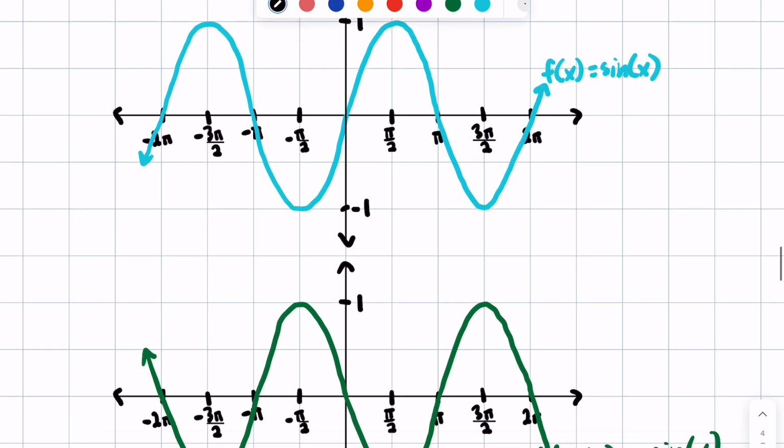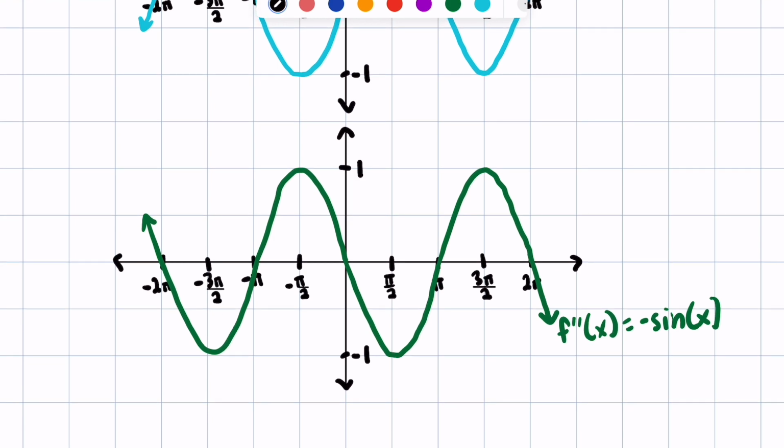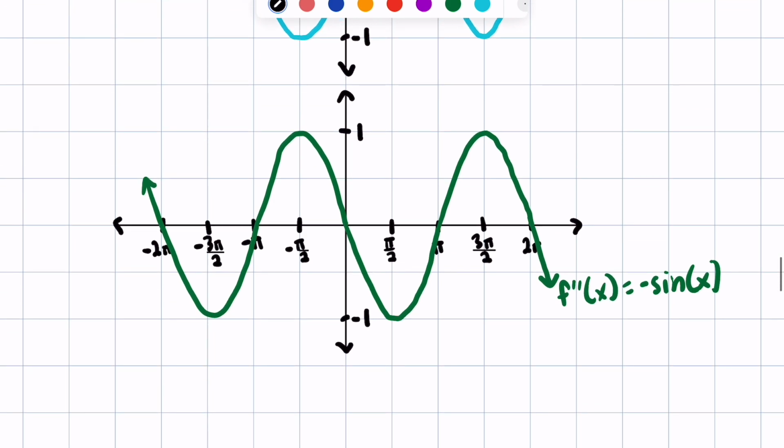All right, so we want to figure out where the second derivative is positive and where the second derivative is negative. First of all, let's identify our inflection points. Those are going to be places where f double prime is equal to 0, right? Where it changes between negative and positive. All right, it's positive here, negative here, positive here, negative here, positive here, and negative here.